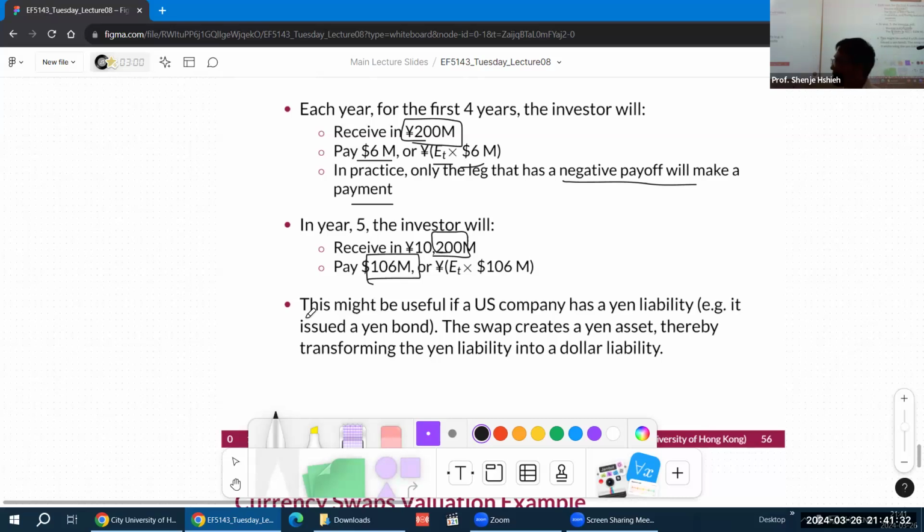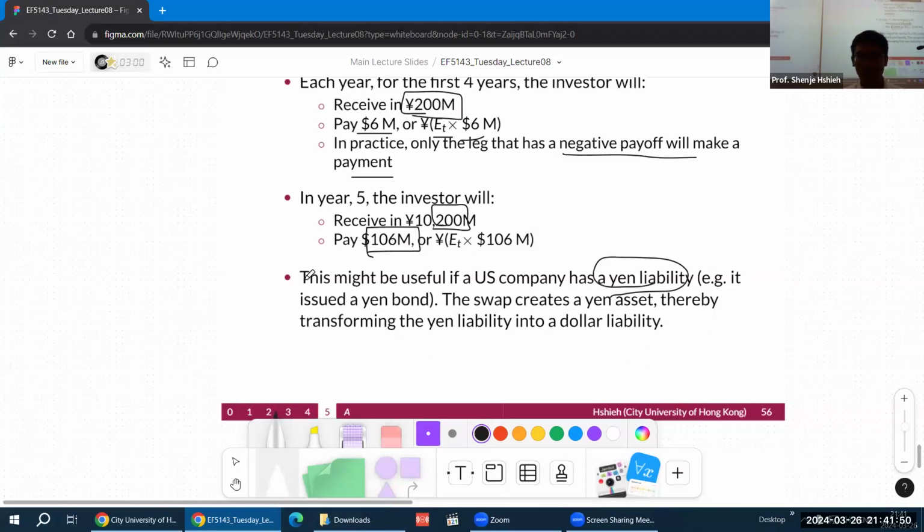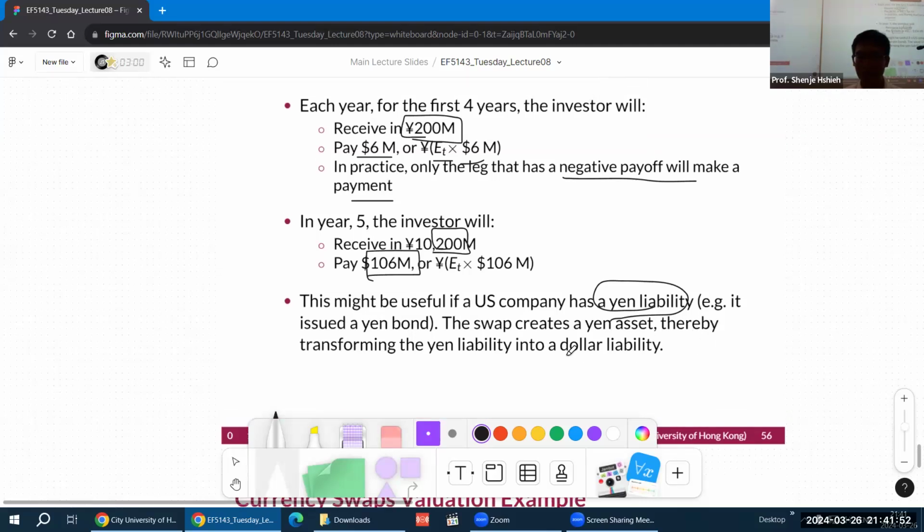So why would a company engage in such a contract? Well, because they may need yen to pay off something, right? So they may have a yen liability, which means they prefer to receive in yen. So therefore, what it has done with the swap contract is convert its yen liability into a dollar liability. So they had a yen liability, they pay it off, and then they convert it to a dollar liability.